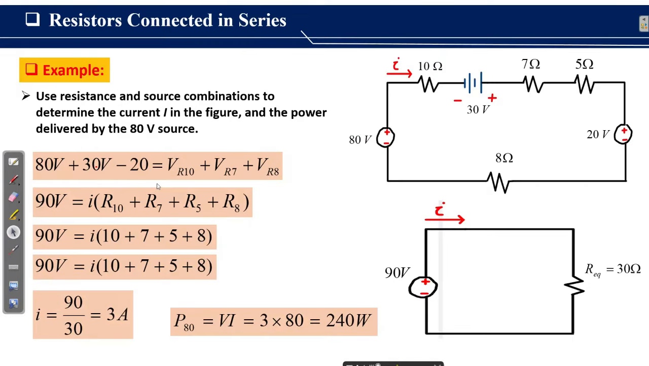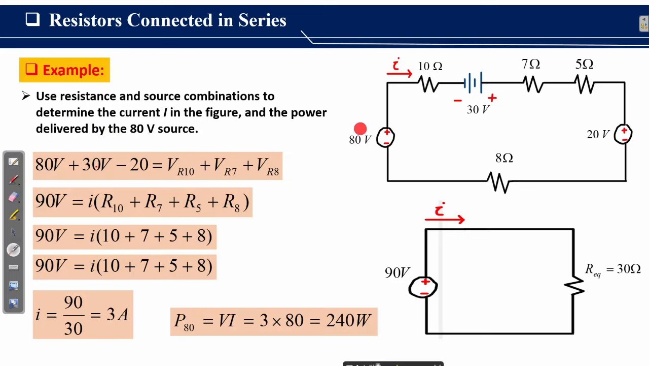We take an example in order to further understand the resistors or circuit elements connected in series. Use resistance and source combinations to determine the current I in the figure and the power delivered by the 80 volt source.